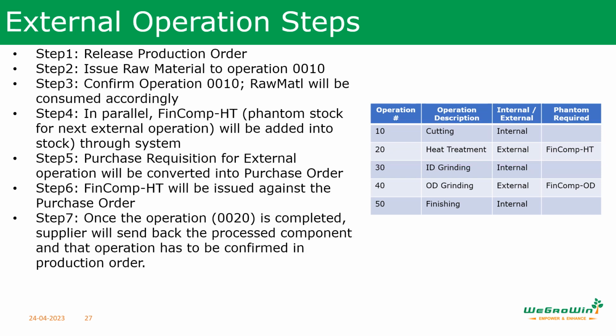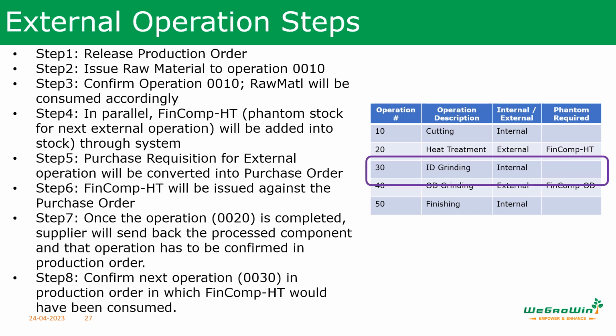Step 5 is that the purchase request for the external operation will be converted into a purchase order. Step 6 is that FinComp IHT, which has come into stock, will be released. Once the operation 20 is completed, the supplier will send back the processed component, because that is now externally done. Once we receive it, we have to confirm operation 20 here also, so that it will be consumed, and then we have to confirm operation 30 to continue the process. So this is one cycle. Like this, we have to continue the cycle for all the processes.